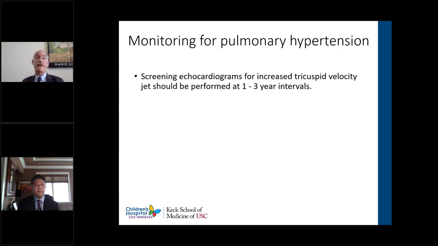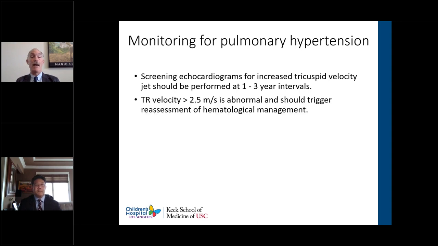Monitoring for pulmonary hypertension is fairly easy, fortunately. It can be done by echocardiogram at 1 to 3 year intervals. A TR velocity greater than 2.5 meters per second is abnormal. It's not very abnormal, and most cardiologists don't consider the range of 2.5 to 3 pulmonary hypertension per se, but it is certainly a shot across the bows and should not be ignored.